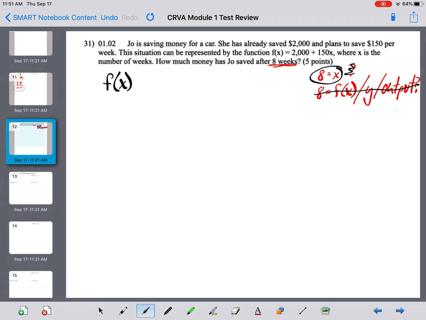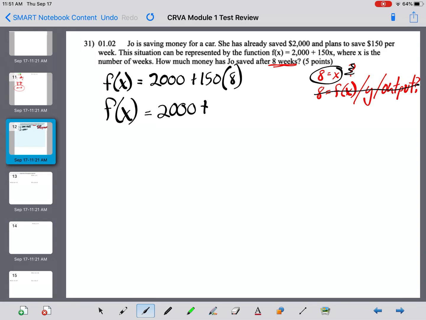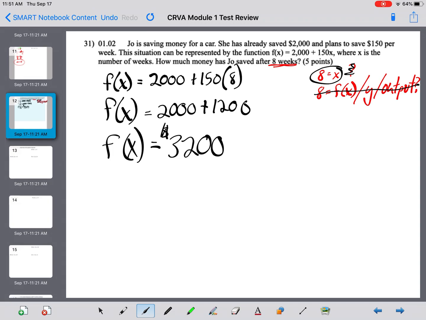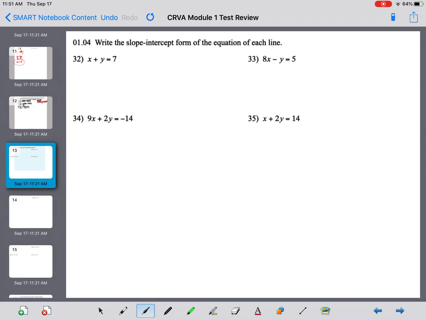So f of x equals 2,000 plus 150 times 8. So I believe 150 times 8 is 1,200. Add that to the $2,000 that she already had saved. She's got 3,200 bucks. So a nice, neat sentence to answer that would be Joe has saved $3,200 in these 8 weeks, or a total of.